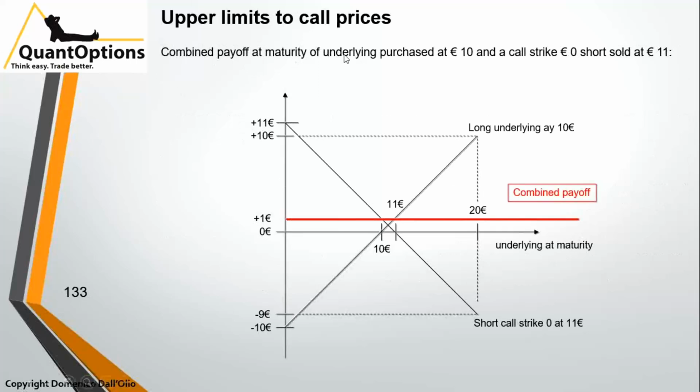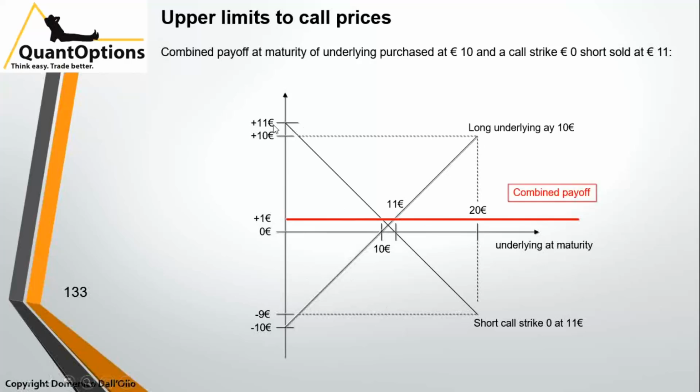Combined payoff at maturity of underlying purchase at 10 and the call strike 0 short sold at 11. We have the long underlying at 10. If at maturity we are at 10, we have a parity. If it's above, we have a profit. If it's below, we have a loss.